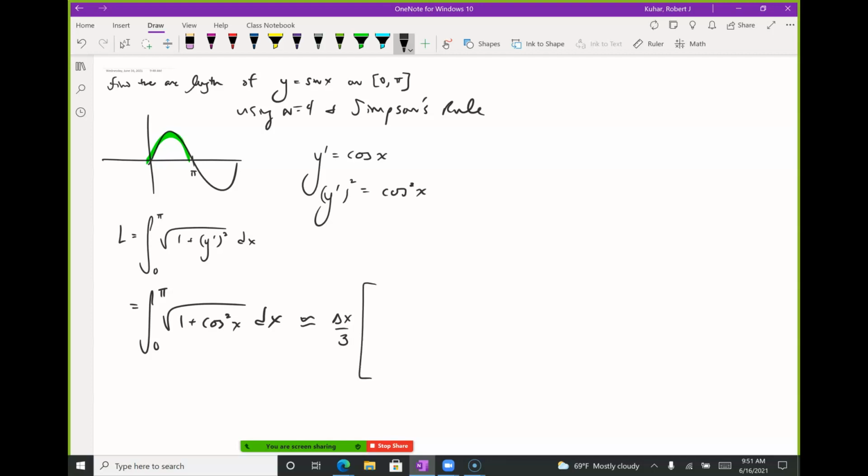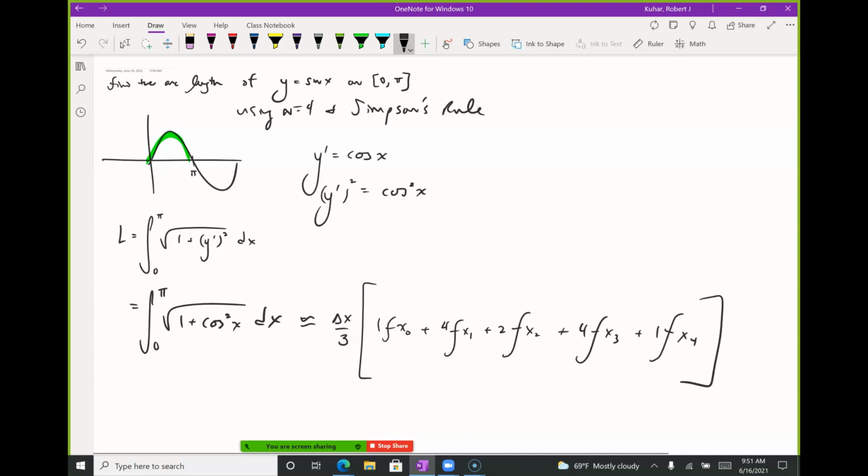And then I need 1 f of x sub 0 plus 4 f of x sub 1 plus 2 f of x sub 2 plus 4 f of x sub 3 plus 1 f of x sub 4. Right? That's the one I have. If I ask you Simpson's rule, I'm going to ask you 4 partitions, so this is the only formula you need. Will you double check it for me, please, somebody? Yeah, that's correct. Okay, thank you, Charlie.